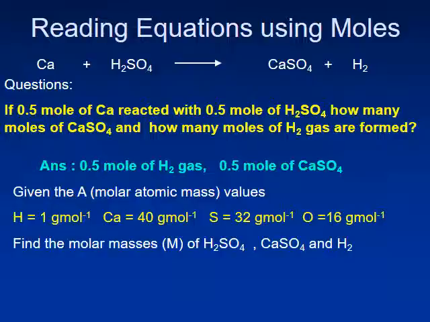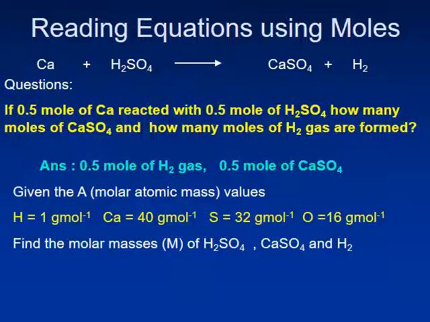Given that the molar atomic mass values of hydrogen is 1, calcium is 40, sulfur is 32, and oxygen is 16, find the molar masses of sulfuric acid, calcium sulfate, and hydrogen. Again, this is kind of going over work we've done already earlier in lessons. So again, pause the video and come back when you think you have an answer.